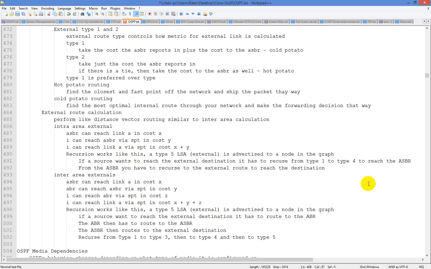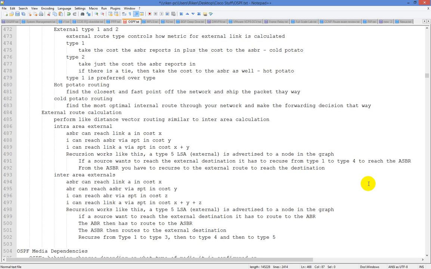So the external type 1 and type 2 is pretty straightforward. Again, external route type controls how the metric for an external link is calculated. So type 1, take the cost the ASBR reports plus the cost to the ASBR. What you're going to do is take whatever the cost of the redistribution is plus whatever your cost is to reach the ASBR, and add these two costs together. That becomes your metric. Depending on how far away you are from the ASBR, your cost might be higher or lower depending on where you're at.